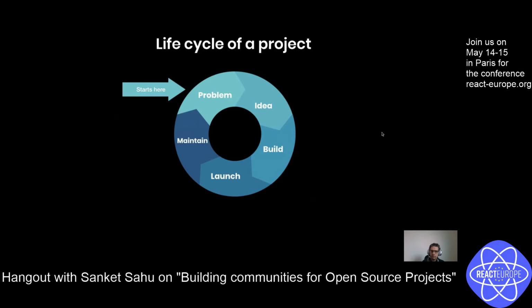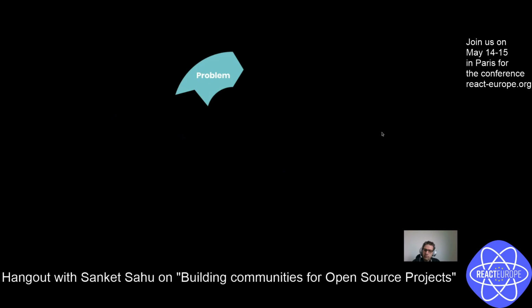So let's have a look at the life cycle of a project. So we start with the problem. Say you are trying to build something, and on the way you start facing some problem, and then you think about it. So it can start as early as talking about the problem in the community, be it on Twitter, be it at your work with a colleague, anywhere. So the first step is definitely the problem, and then comes the idea phase.